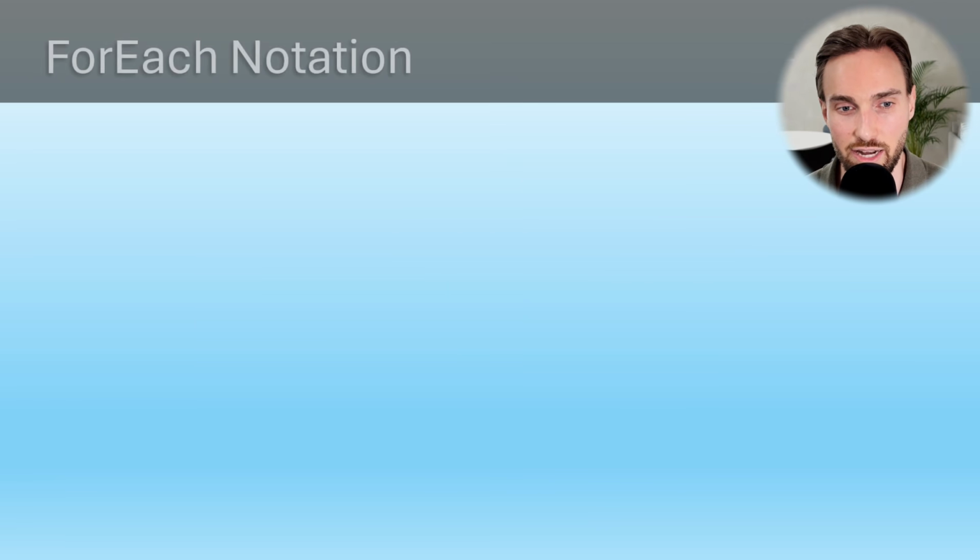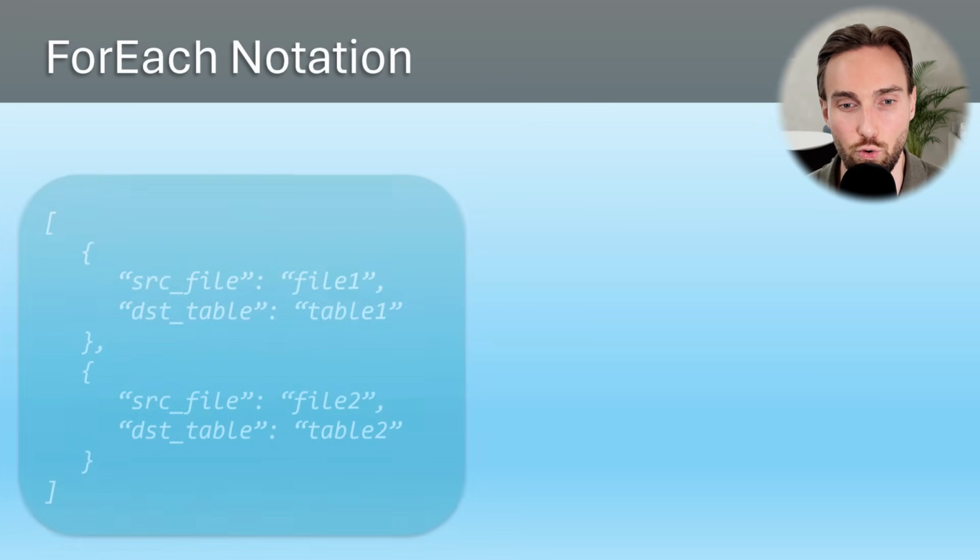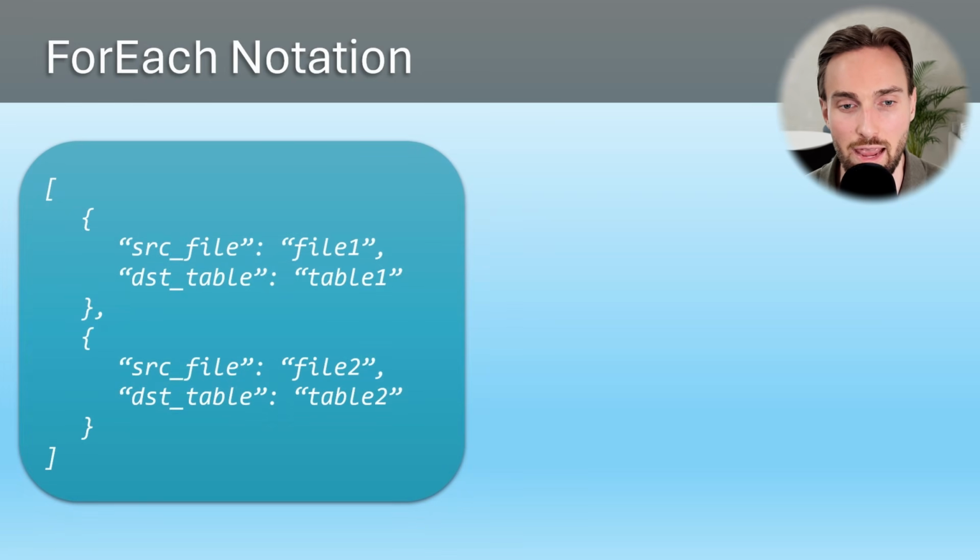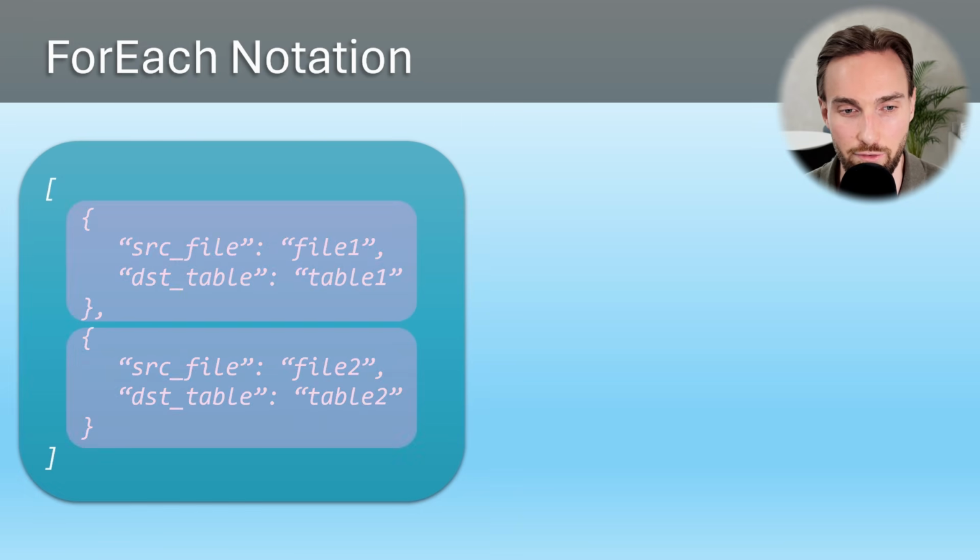Next, let's digest this for each notation a bit more and use a bit more complex array that has 2 objects inside it as an example. In those objects, we have 2 properties, src file and dst table. Then we can imagine that we are passing this array to our for each loop, in which we would then refer to those objects in the dynamic content of our activities. If we would like to refer to those 2 objects, we would use the @item reference. In the first iteration of our for each, that item would be replaced with our first object, and then in our second iteration it would be replaced with our second object, and so on if we would have more objects in our array.